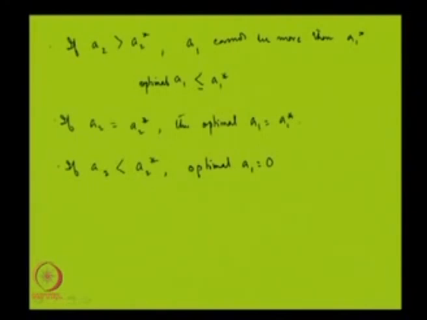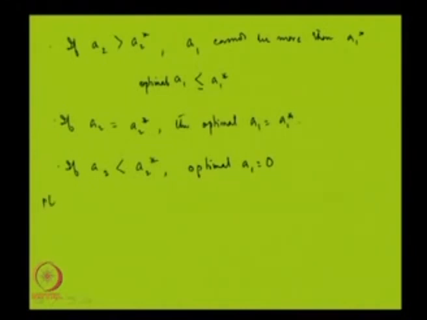So we have got our best response function of player 1. For A2 less than A2 star, it is 0. For A2 equal to A2 star, it is equal to A1 star. For A2 greater than A2 star, we can say that player 1's optimal action should be either equal to A1 star or less than A1 star. It cannot be more than A1 star.